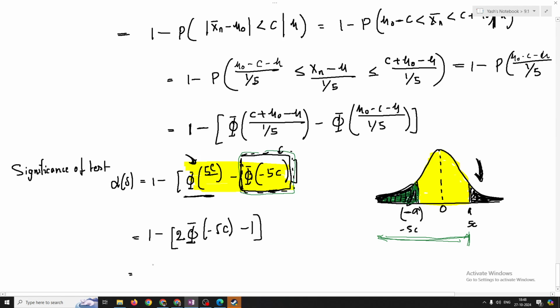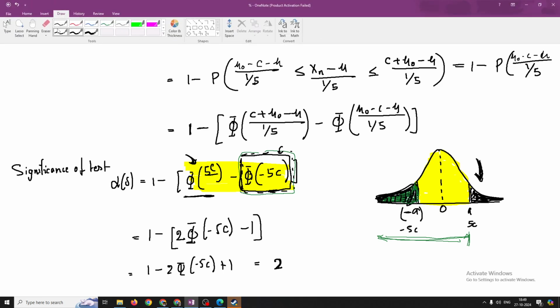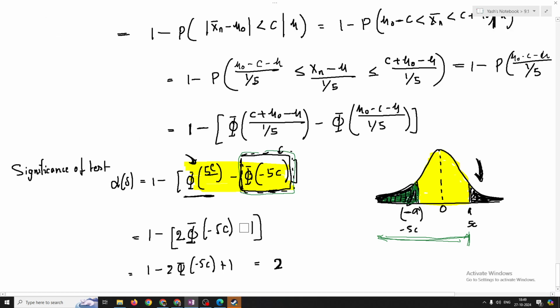Doing that will get what? 1 minus 2 phi of minus 5c plus 1, which is weird. Maybe it is not, who knows. So this gives us, I think it should be 1 minus 2 times phi of minus 5c, because this is always less than 1. So yeah, thank you.